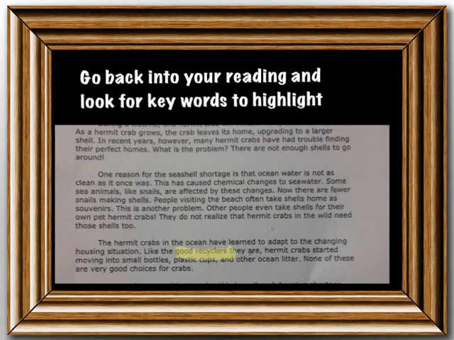So, next sentence. Hermit crabs started moving into small bottles, plastic cups, and other ocean litter. None of these are very good choices for crabs. So what did they use as recycling? I'm going to use my highlighter again, and it says they started moving into small bottles, plastic cups, and other ocean litter, which was not a good choice for them, but it's going to help me answer my question.